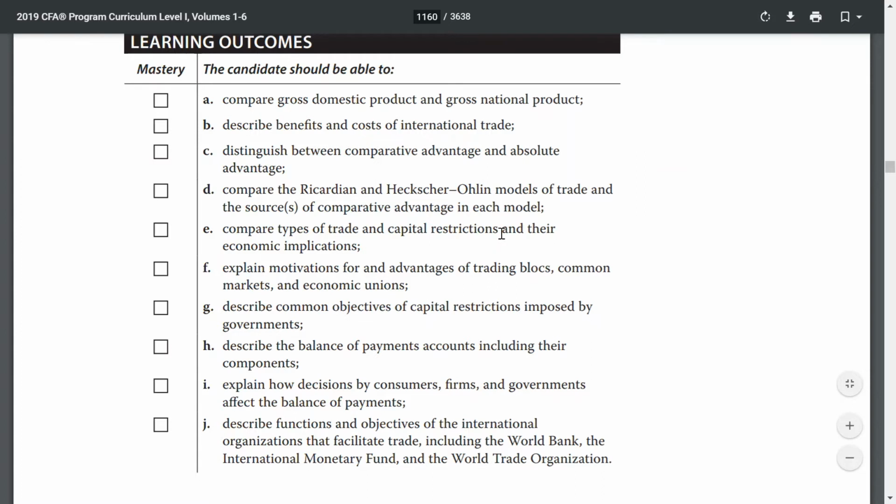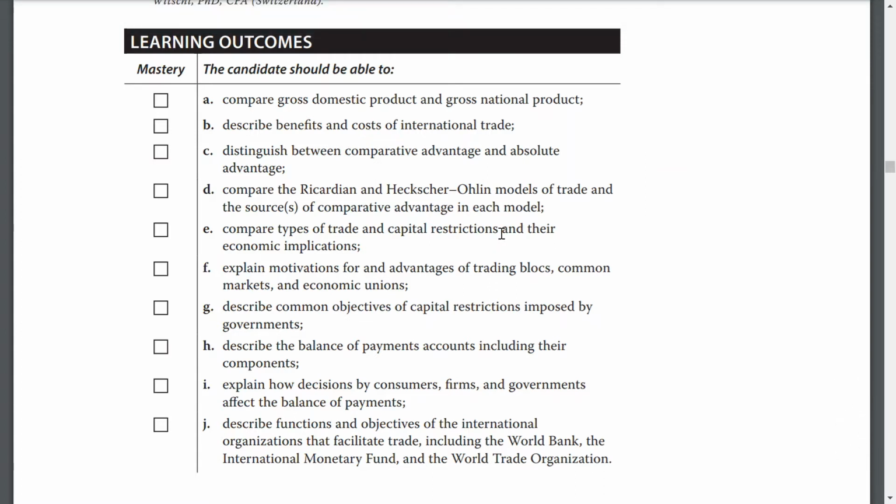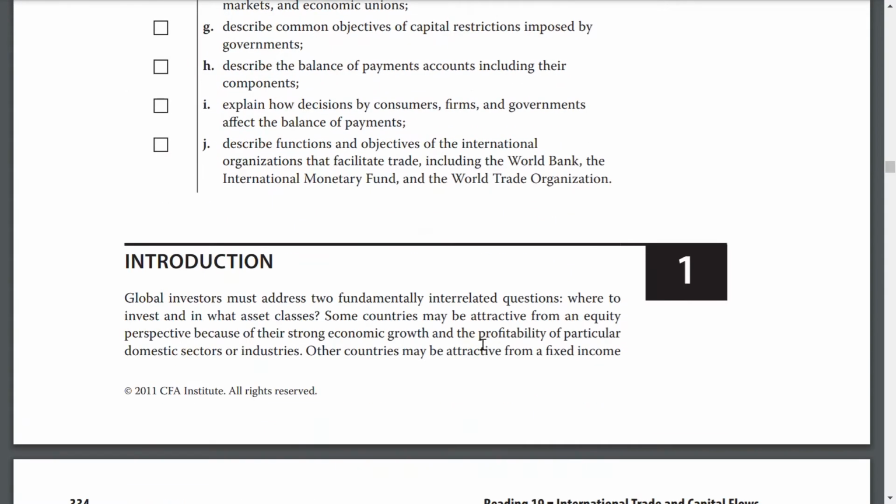Compare types of trade and capital restrictions and their economic implications. Explain motivations for and advantages of trading blocs, common markets, and economic unions. Describe common objectives of capital restrictions imposed by governments. Describe the balance of payments accounts, including the components, and explain how decisions by consumers, firms, and governments affect the balance of payments. Describe functions and objectives of the international organizations that facilitate trade, including the World Bank, the International Monetary Fund, and the World Trade Organization.